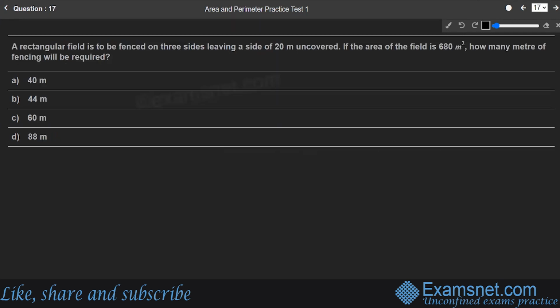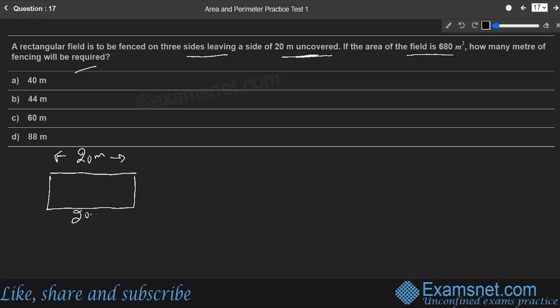Now, a rectangular field is to be fenced on three sides, leaving a side of 20 meter uncovered. If the area of the field is 680 meter square, how many meter fencing will be required? So let us make the rectangular field. So this is the breadth, and this is the length, and this is the breadth, and this is the length. He's saying the field is to be fenced on three sides, leaving a 20-meter side uncovered. So let's say this is that side that is to be left uncovered, of 20 meter.